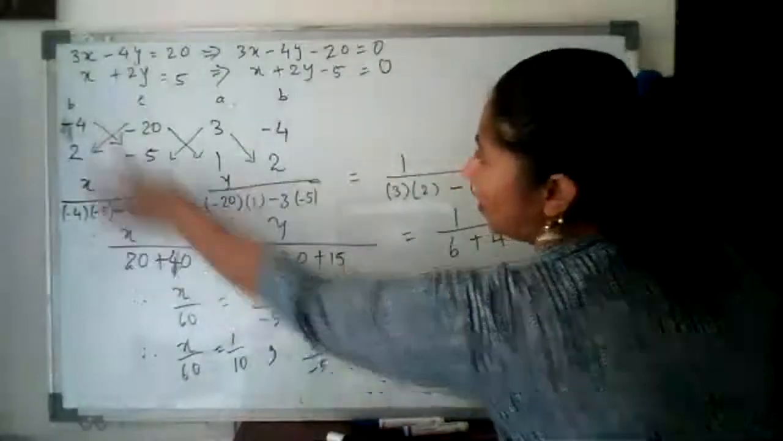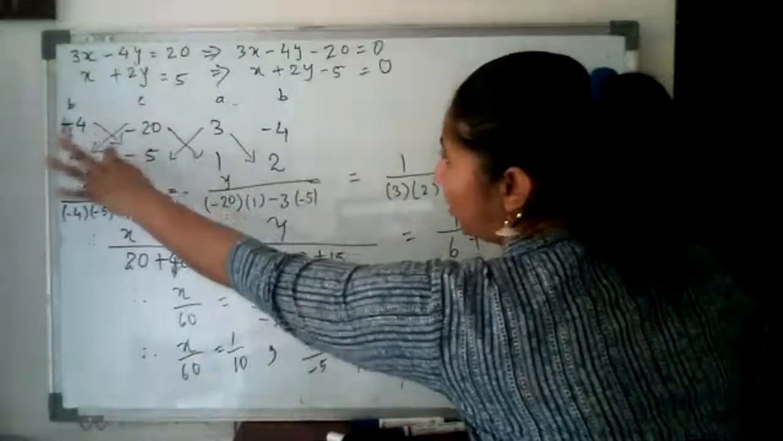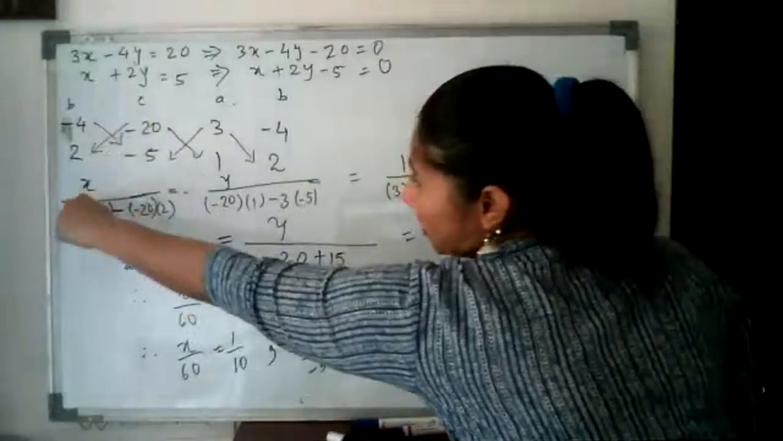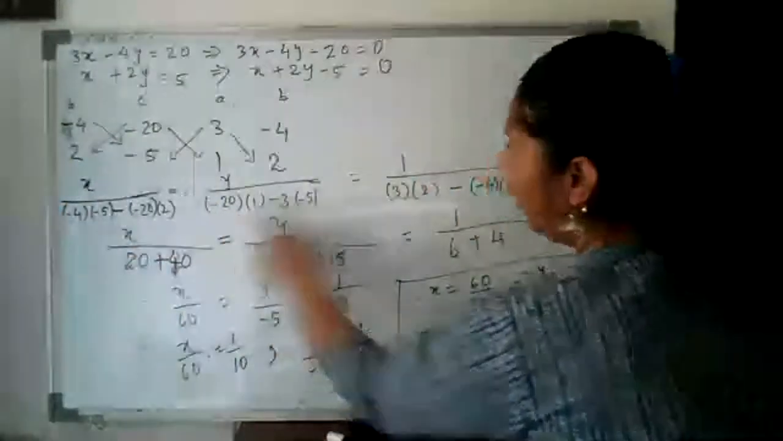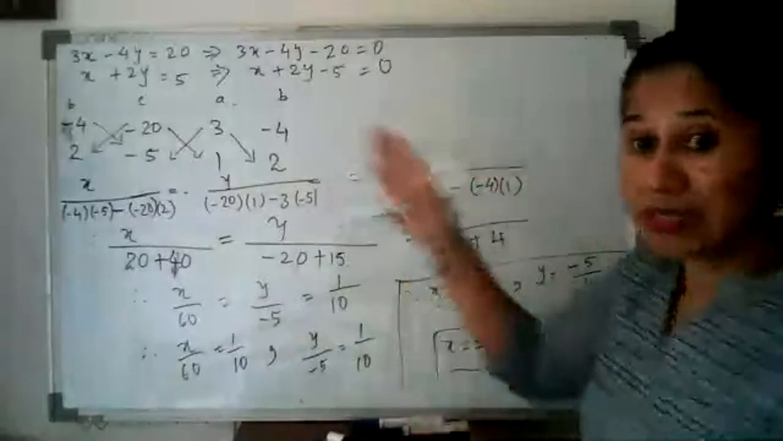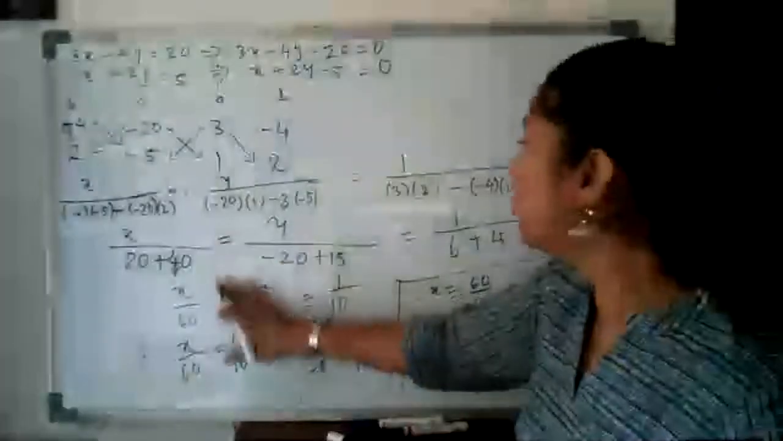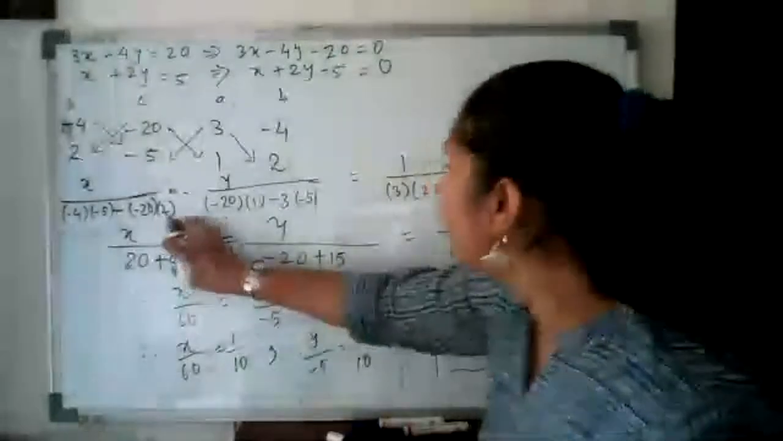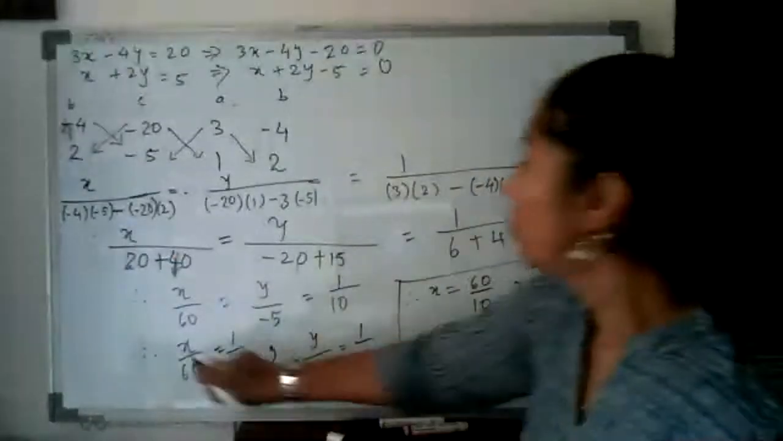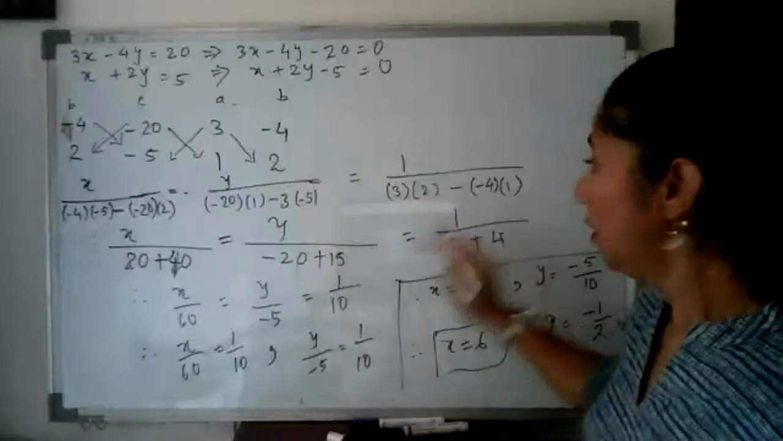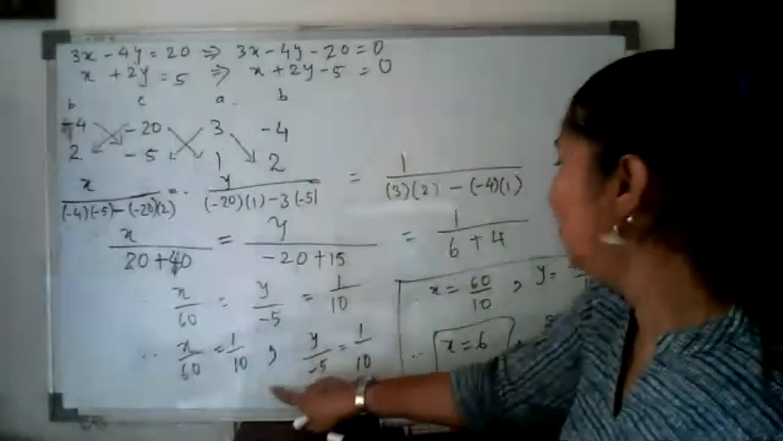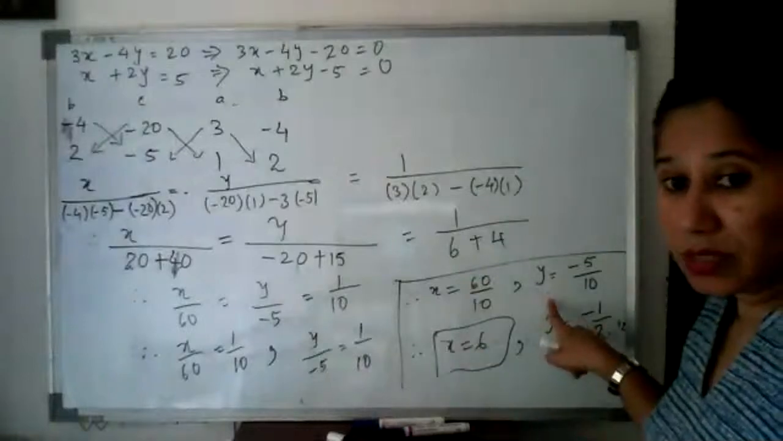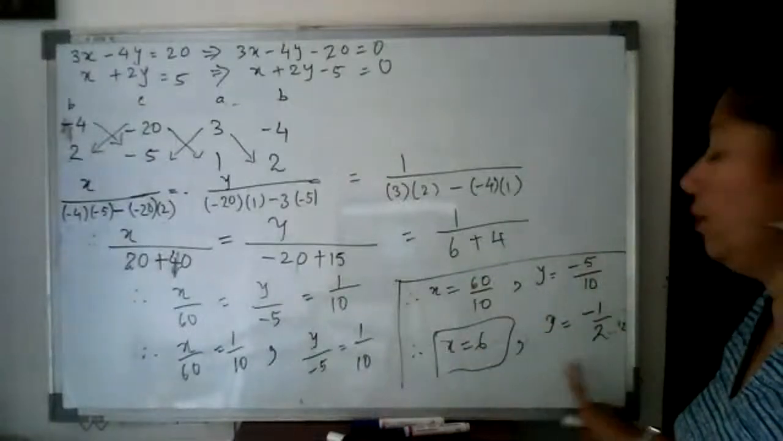So x upon the cross multiplication product. This is the left hand side product, subtracting from this the right way. Similarly here and here. Okay, simplify it. When you simplify it, you get these values. Then compare each one with the constant form. So we get x upon 60 is equal to 1 upon 10. Similarly, y upon minus 5 is 1 upon 10. We cross multiply and we get the value of this.